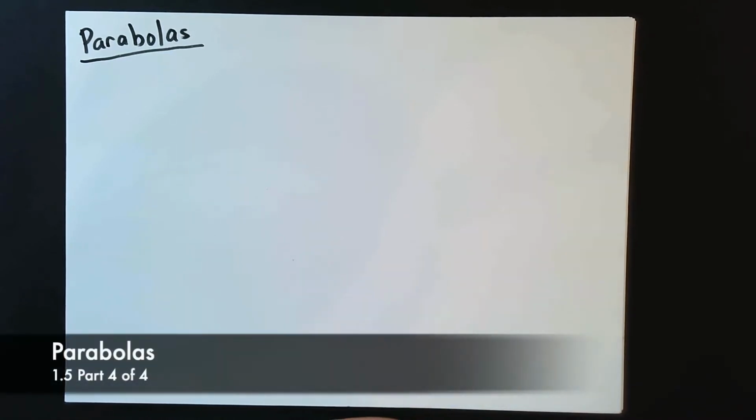Welcome back. Today we're going to talk about parabolas, and it's going to be similar to our discussion of lines. Namely, we're going to talk about what the equation of a parabola looks like, and it's something that's not too different from y equals mx plus b. We're going to talk about what the equation tells you about the graph, and then we'll do a couple examples, and we'll be in good shape.